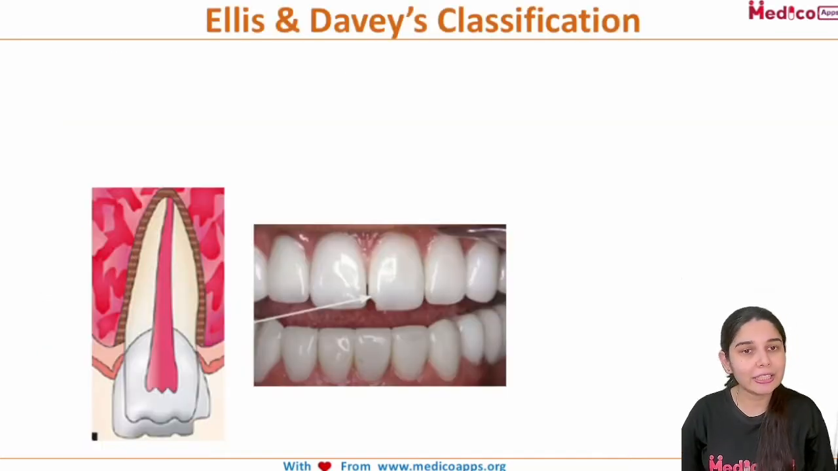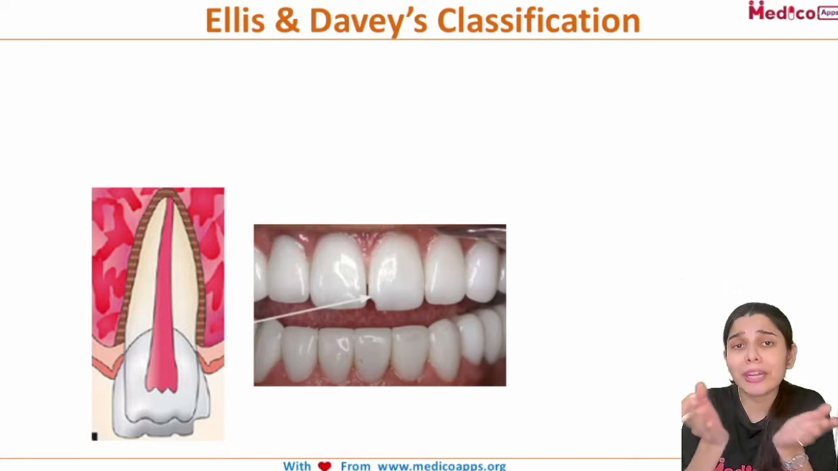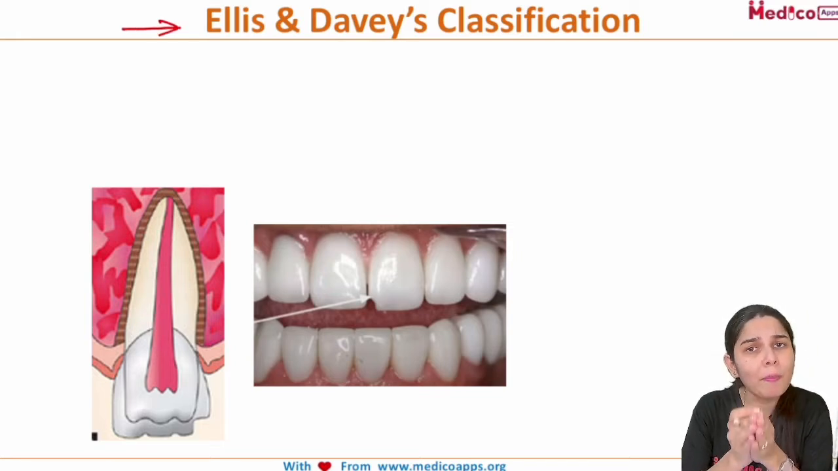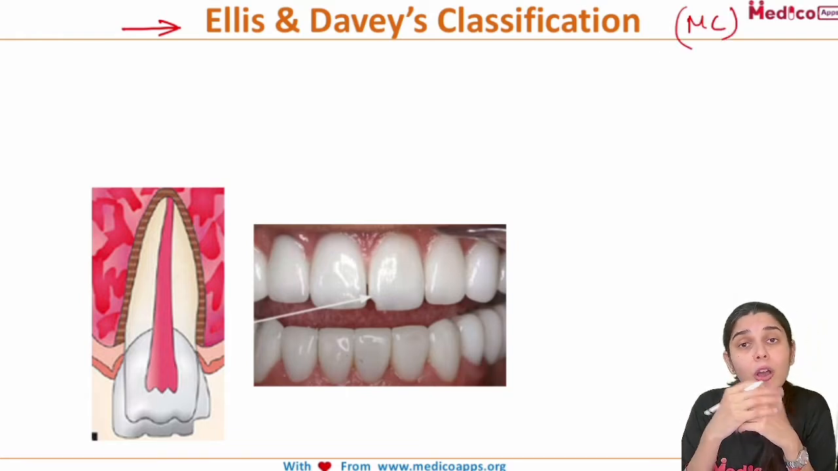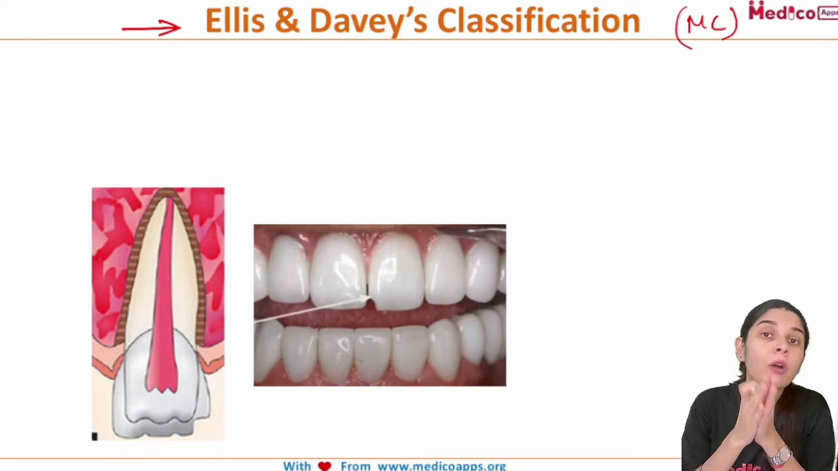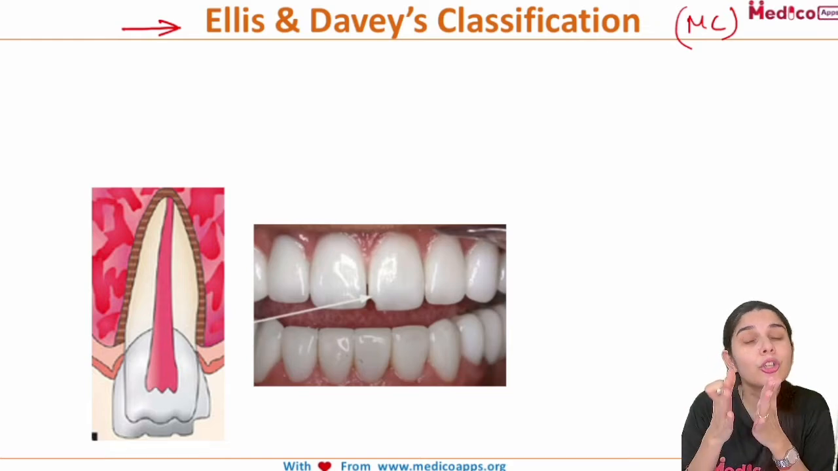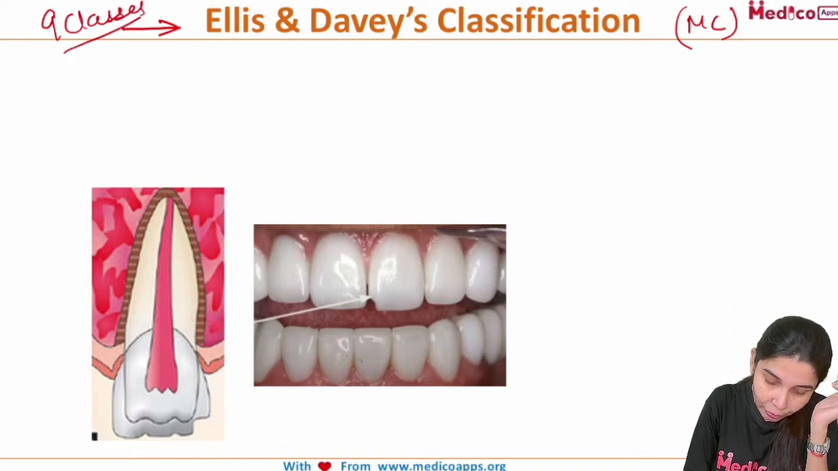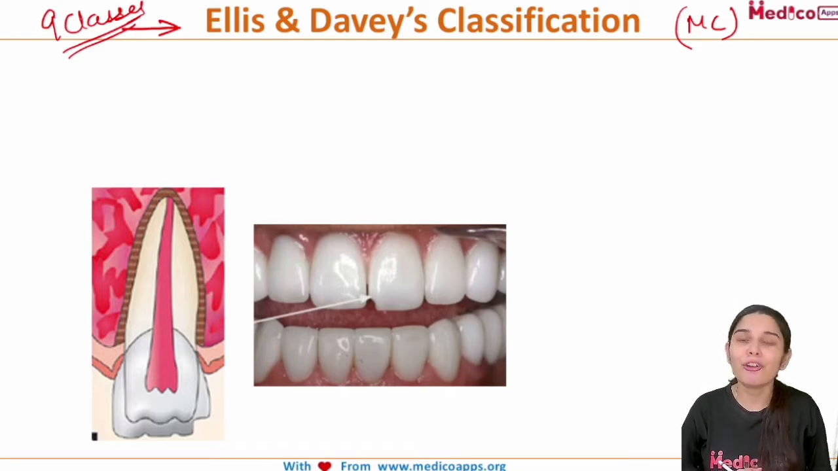So let's start with the Ellis classification. Ellis classification is basically a classification system which is better known as Ellis and Davey's classification. And this is the most common classification which is used for tooth fracture, which means tooth trauma. Now, Ellis and Davey classified this tooth fracture or tooth trauma into 9 classes. Yes, today I'm going to discuss all these 9 classes quickly, and then it will be easy for you to eliminate the options and get the answer for the MCQ.